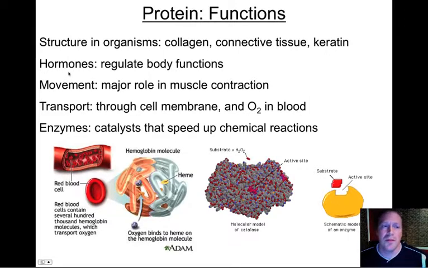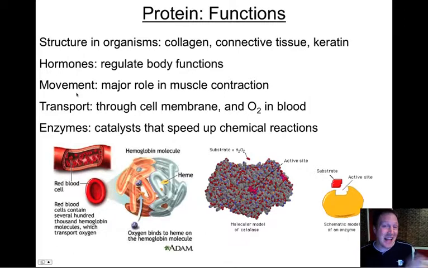Let's talk about hormones. Hormones, of course, are molecules that are made by one organ system usually to signal another organ system to do something. Hormones can regulate your body functions. They might signal some type of developmental cycle or other biological functions that occur in your body or other organisms.